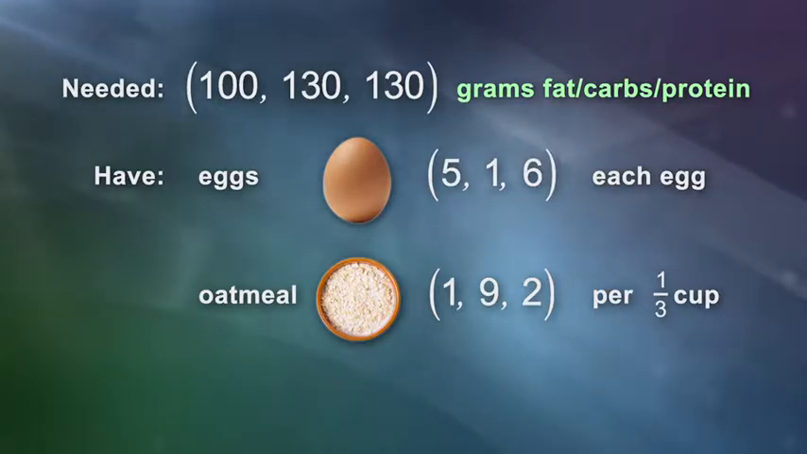Thus, if my doctor says I need to consume a certain nutrition profile of (100, 130, 130), then the question I'm asking is this: is (100, 130, 130) a linear combination of (5, 1, 6) and (1, 9, 2)? In other words, is it a linear combination of eggs and oatmeal? And actually, we hope to know something more. We want it to be a non-negative linear combination because you can't consume a negative amount of food.